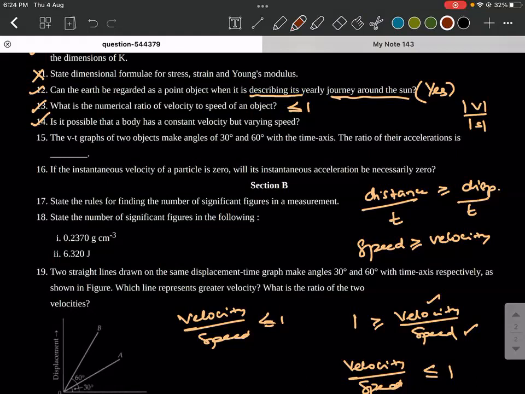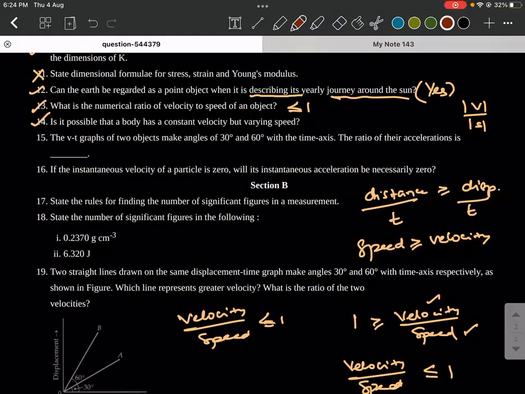Breathe. Shall we proceed? Read the next one.